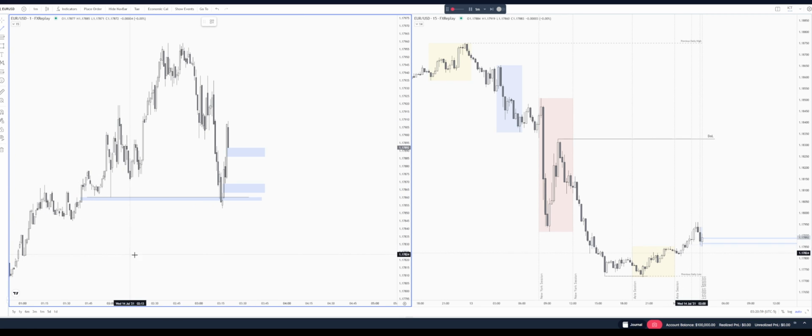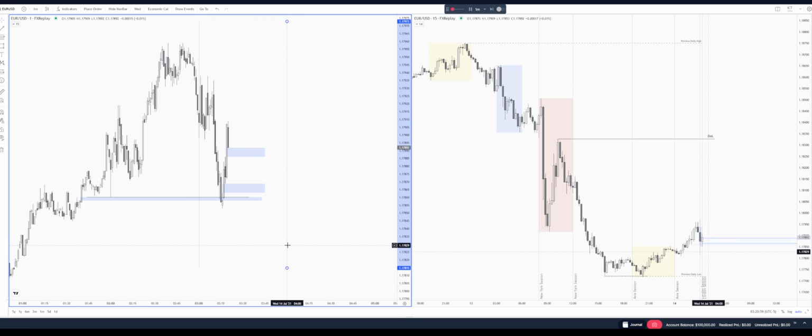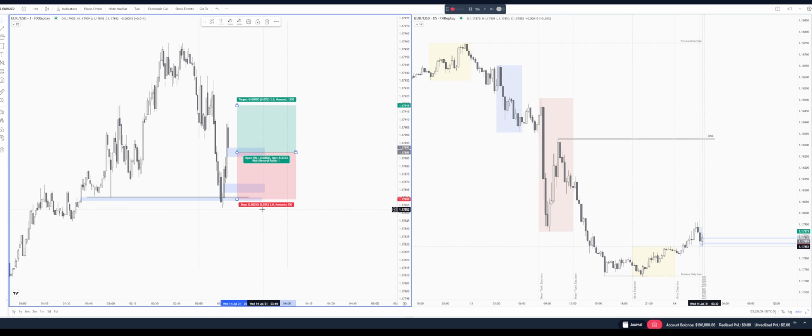By the way, let me clearly mark out the silver bullet hours for you. So this is going to be our 3 a.m. and we're going to be able to take trades till 4 a.m., right? That's the first silver bullet session. Now, what I will do is I will actually set an order in this FVG and I will cover the low of the previous fair value gap.